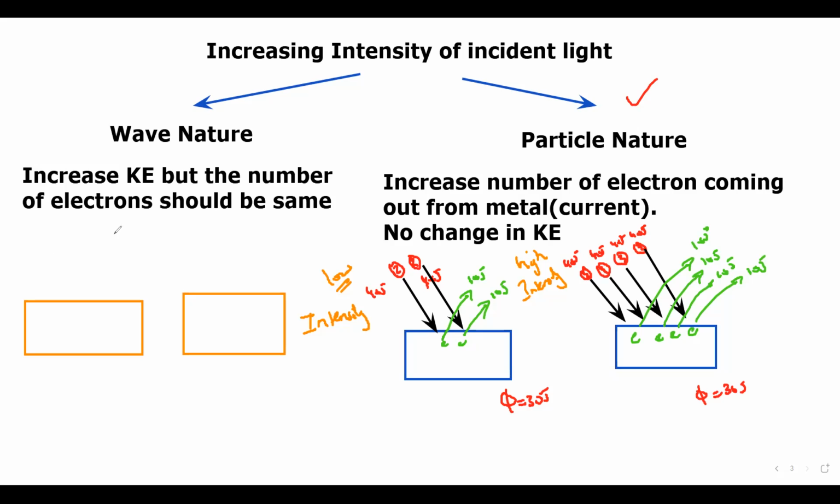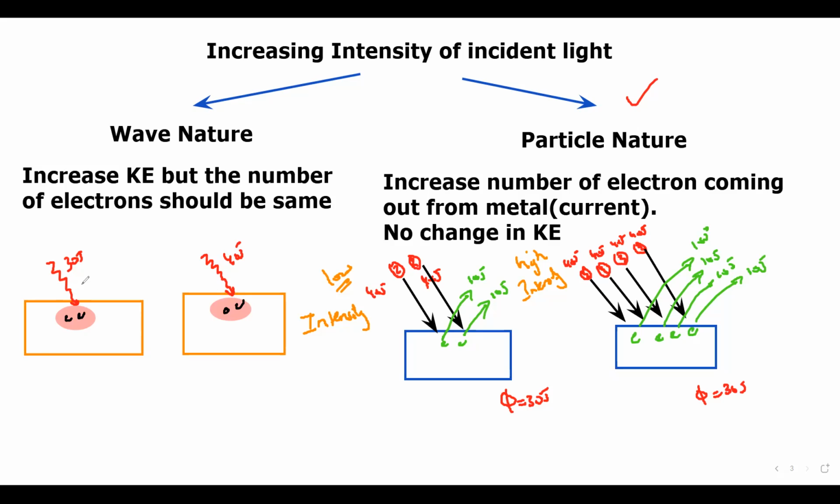If we increase the intensity, it means how much energy is coming on a unit area in 1 second. That's called intensity. So this is a region where the light falls. So increasing intensity means what? It means each light wave is carrying more energy, like here 30 joule. According to wave nature, increasing the intensity means increasing the energy of the light, but the number of electrons on a unit area will remain the same.